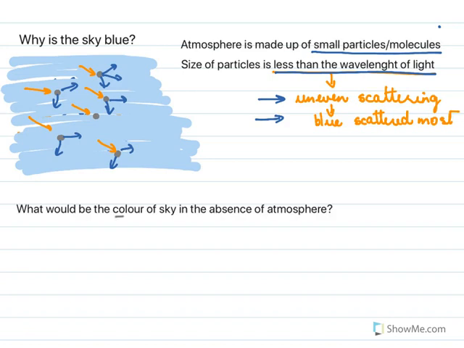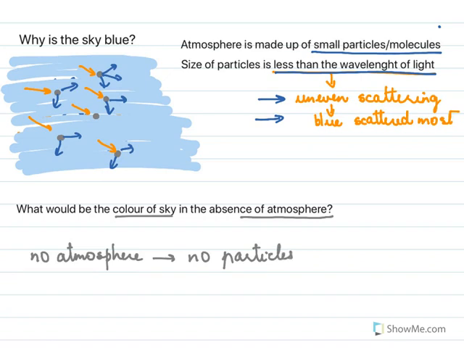The next question: what would be the color of the sky in the absence of atmosphere? So if there is no atmosphere, it means no particles. No particles means no scattering. No scattering means a dark sky. The sky would appear black and dark because there would be no scattering of light. That's what happens in space.